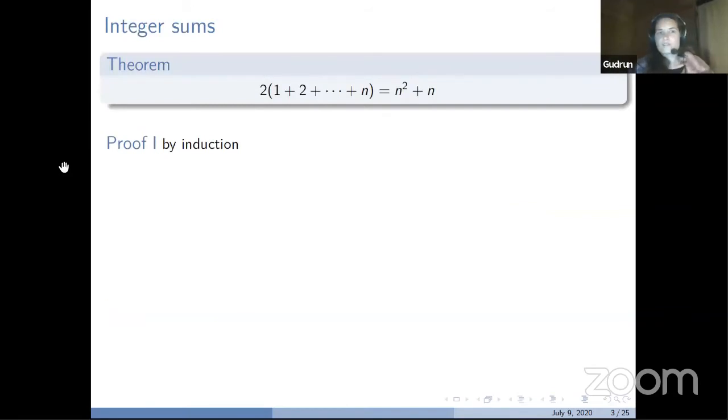So let's start with the first one. I want to prove the following theorem, the following relation, namely 2 times the sum from 1 to a natural number n. This left side should be equal to n squared plus n. The standard proof is usually by induction. It's a standard technique in mathematics. Usually you give that to first year students. They're quite happy to prove something like that. So that's a very standard proof.